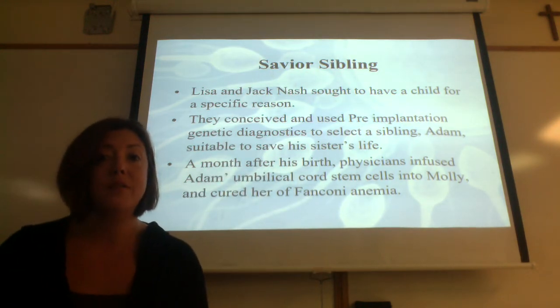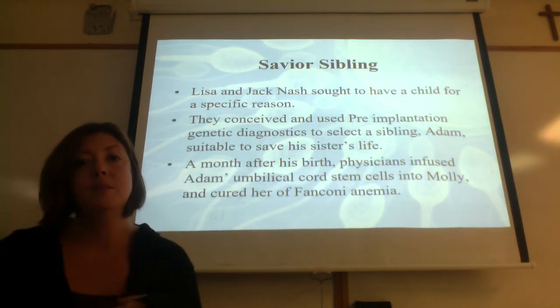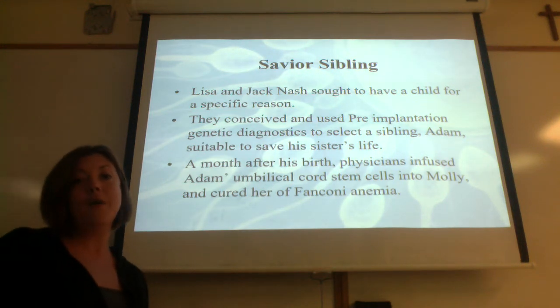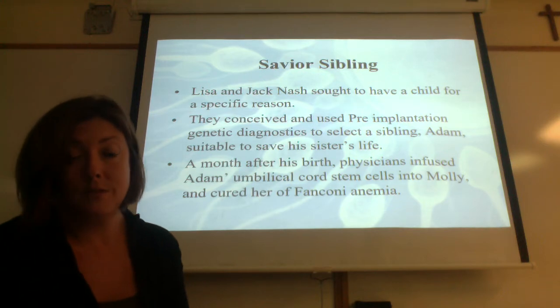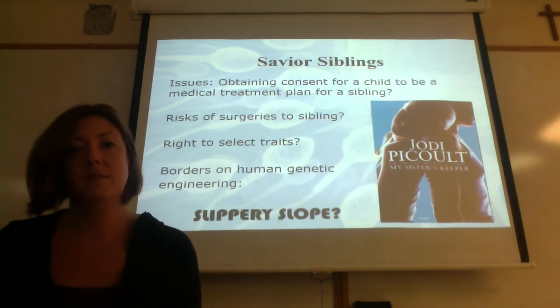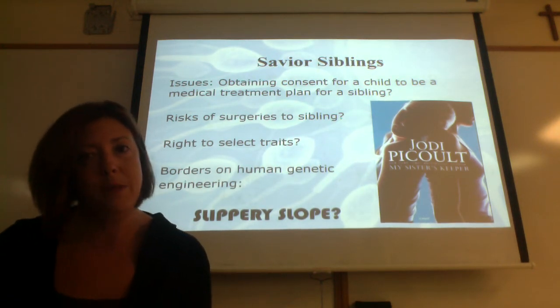And approximately a month after her birth, physicians were able to take the umbilical cord stem cells from Adam, put them into Molly, and cure her of her anemia, which is a fantastic success story. However, oftentimes these genetic problems require a lot more than one transplantation, right? So one of the issues that can arise from these savior siblings is obtaining consent for a child that's going to be used in a medical treatment plan for the sibling.